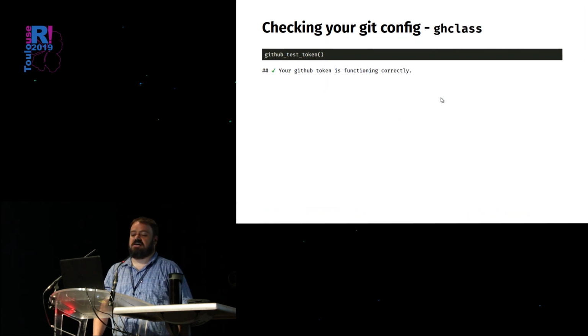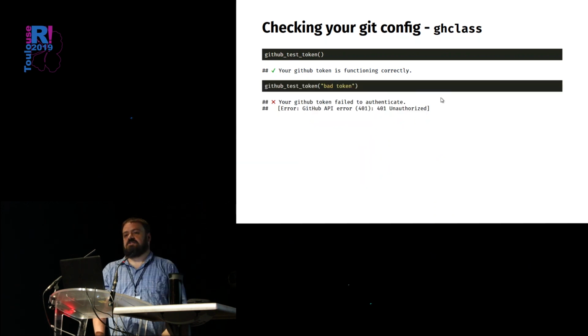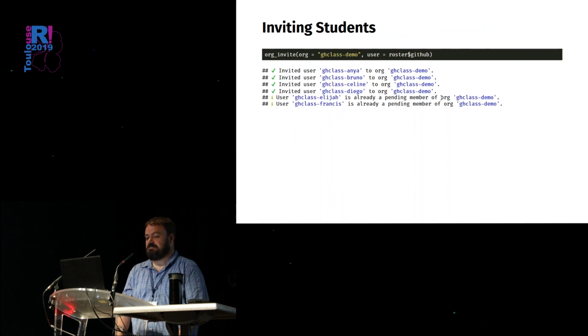So make sure your Git is set up. ghclass, so any function you see here is going to be from the package, has facilities for making sure that your tokens are set up correctly. So it's going to the GitHub API, making sure I can authenticate that everything works. But if I gave it a bad token that doesn't work, it's going to give me a helpful error message saying, nope, your token failed to authenticate, you need to change it. So you can go back those previous steps.